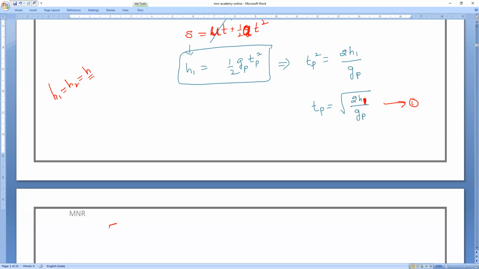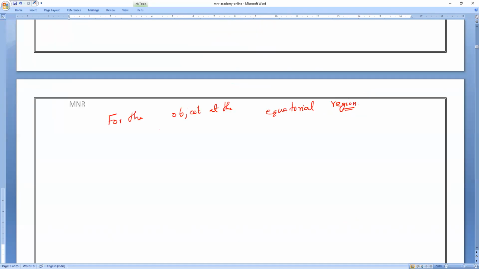Second, for the object at the equatorial region. So let me take it now. At the equatorial region, the acceleration due to gravity is GEQ, the gravitational acceleration at the equator. Next, the time is equal to TQ. Next, S is equal to H2, which is equal to H only.